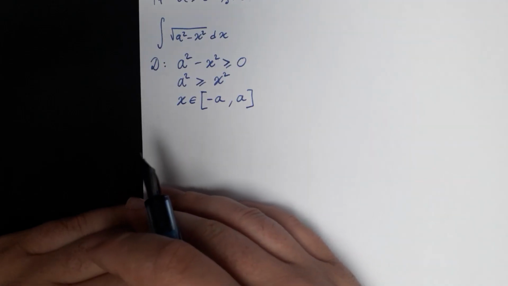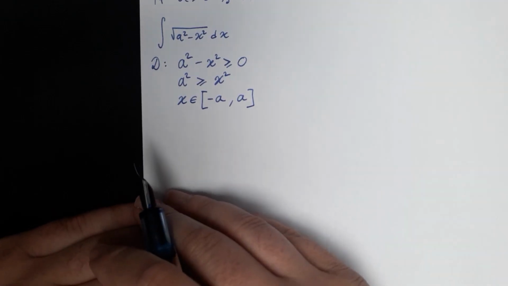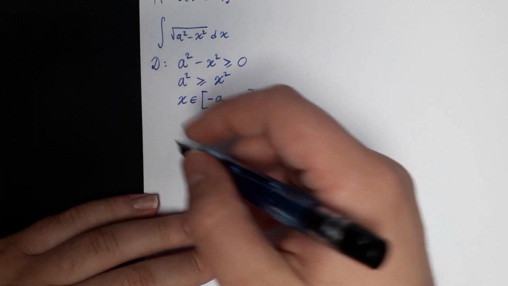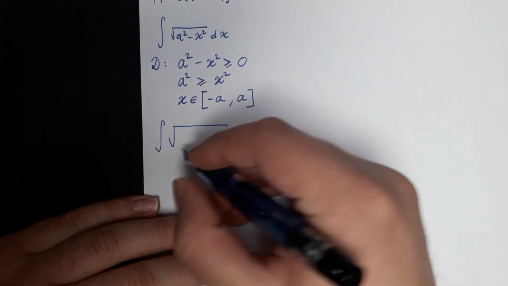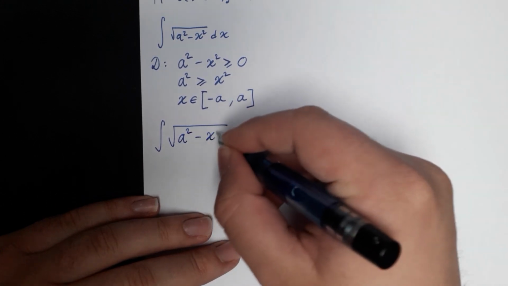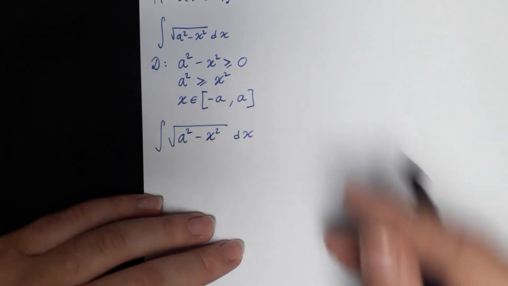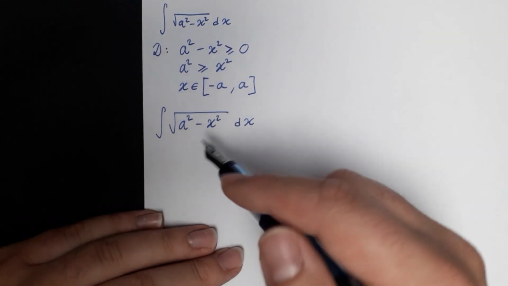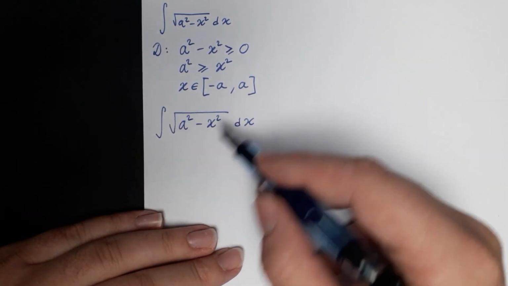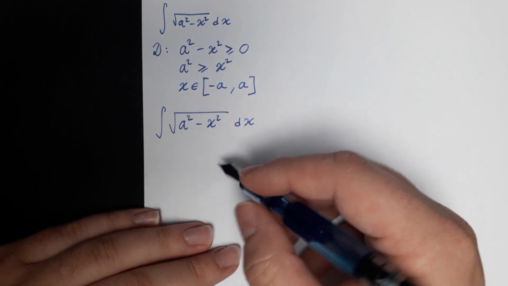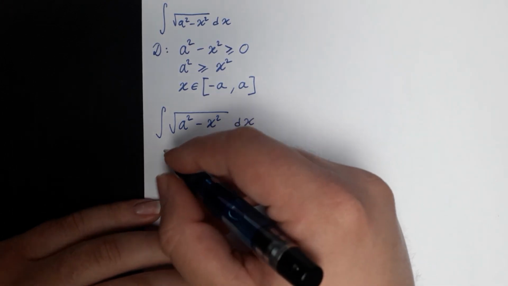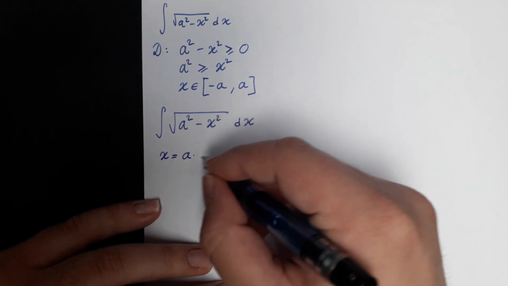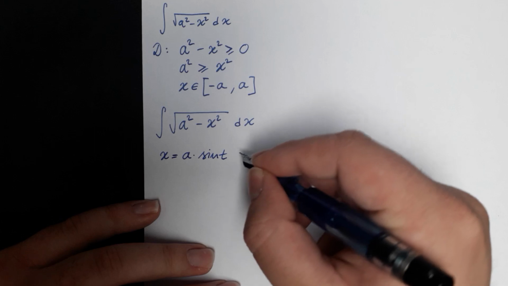Now I'm going to show two methods how to solve this integral. First method is going to be by using a substitution. So we have an integral of square root of a squared minus x squared dx. Now when we introduce this substitution into a problem, we are trying to get rid of this square root function. Now that can be done by introducing a substitution as x is equal to a times sine of t.